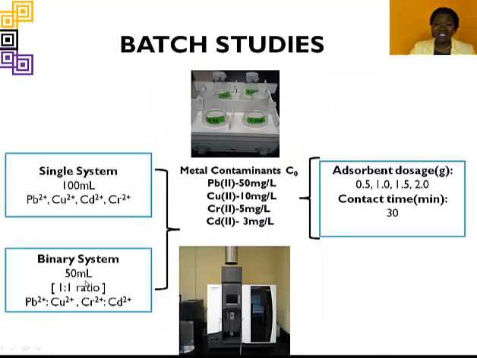We performed a batch study in the singular system and the binary system. My main focus today is on this binary system, whereby 50 milliliters of metal contaminant in a ratio of 1:1 was utilized to make up 100 milliliters, and adsorbent dosages ranging from 0.5 grams to 2.0 grams were also utilized. A contact time of 30 minutes was used with agitation for the adsorption process, and the final concentration of the metal contaminants was obtained using the atomic absorption spectrophotometer. Different metal contaminants had different initial concentrations, as shown on this slide.